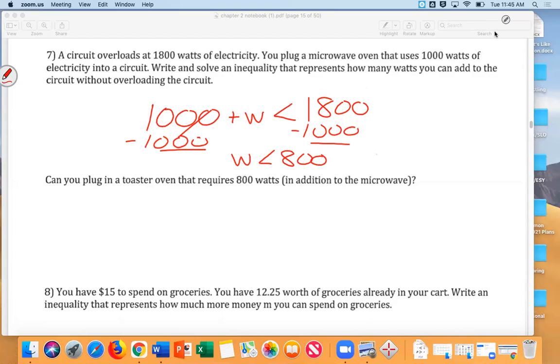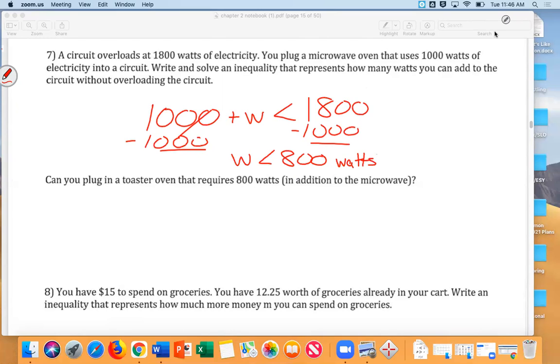Now, can I plug in a toaster oven that requires 800 watts? What do you think, Ellie? Well, why don't you know? Let's look at it. It says we have just under 800 watts left, and I have a toaster oven that's exactly 800 watts. If I plug that in, will I keep tripping the circuit?